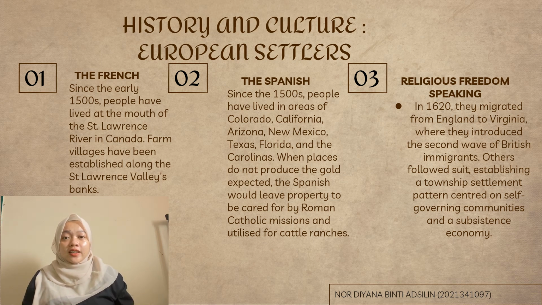Next is religious freedom seekers. In 1620, they migrated from England to Virginia, where they introduced the second wave of British immigrants. Others followed suit, establishing a township settlement pattern centered on self-governing communities and a subsistence economy.